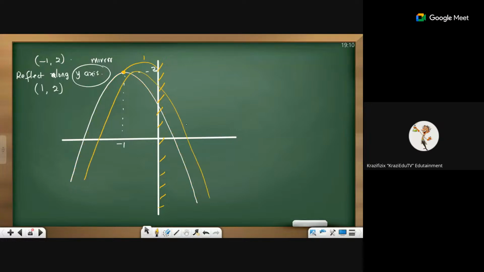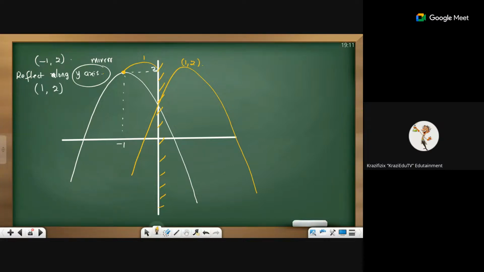Move it. I have moved 1 unit. Is that okay? But I need to be 1 unit where? Behind the mirror. What do you think this would be? Talk to me. -1 and 2. 1 unit on the left, 1 unit on the right. Can you see that my y-axis becomes the mirror, because I am reflecting about the y-axis.